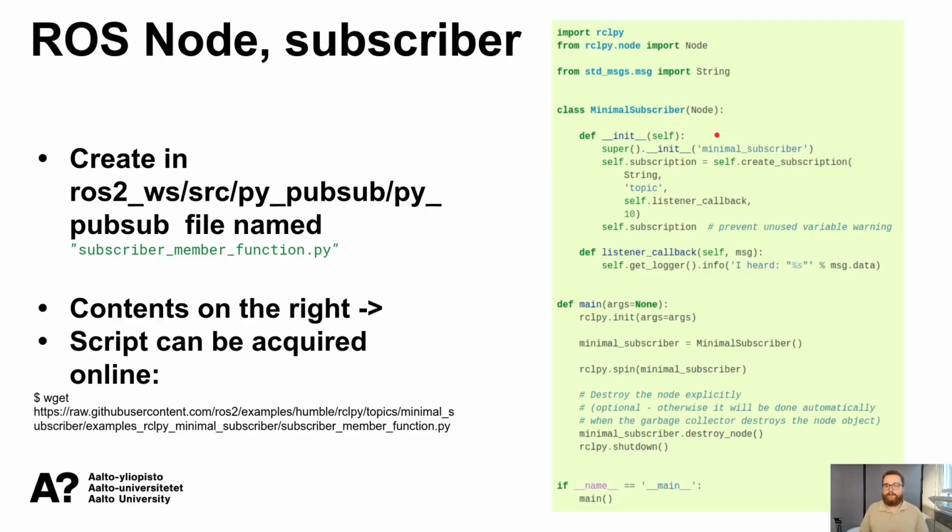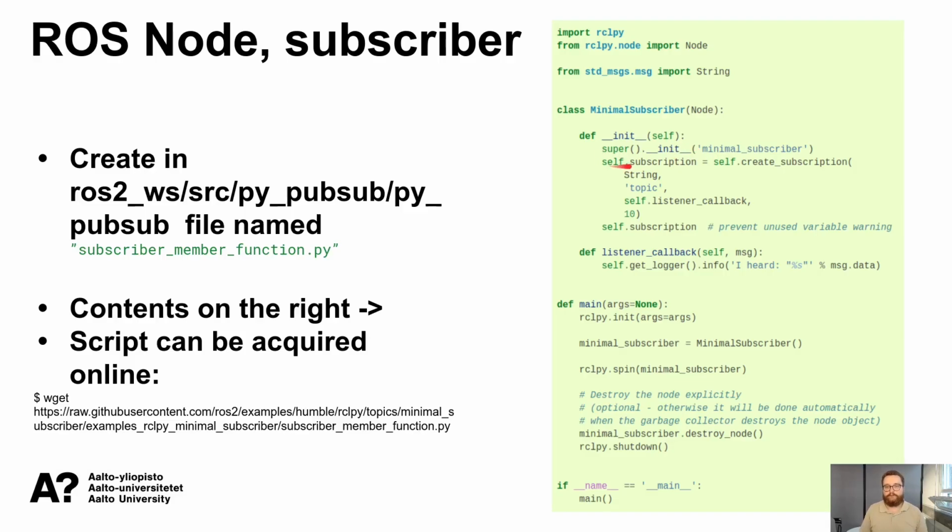Yeah, the name of the node is actually specifically here in minimal_subscriber. This is just the name of the class that implements the node. So the node name is here, and node names should be unique. So you cannot have multiple node implementations with the same name. But this is again very similar to the publisher.